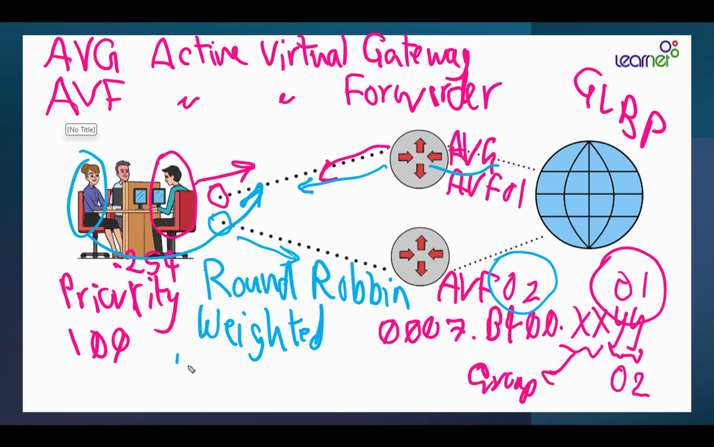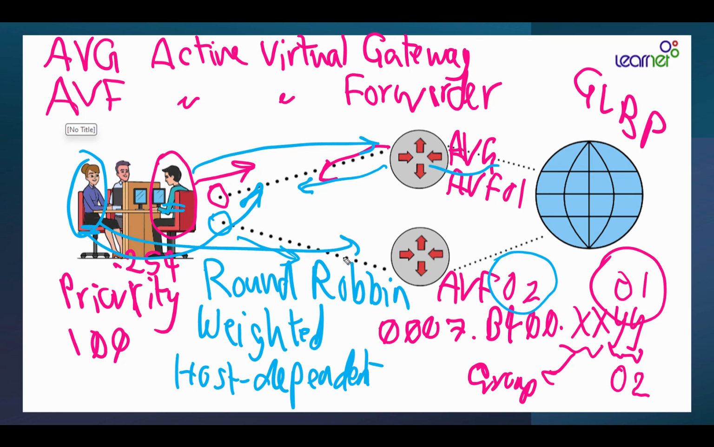And the last one is host dependent. Host dependent means each client gets a consistent gateway based on its own MAC address. So every time this user asks for the gateway, it will be redirected to this one, and if this user asks, it will be redirected to this one. So it's going to stick to a specific gateway per user.